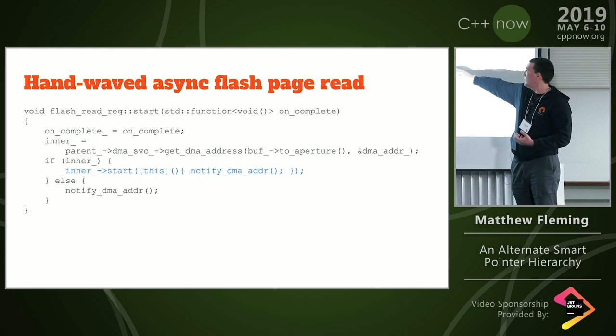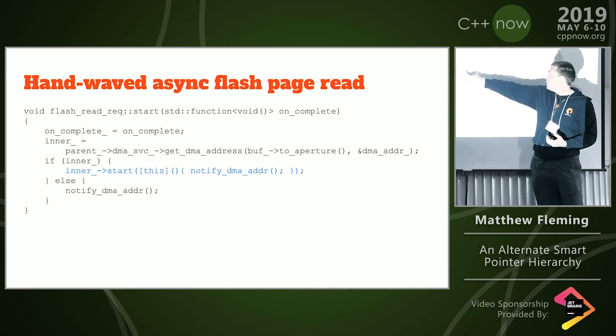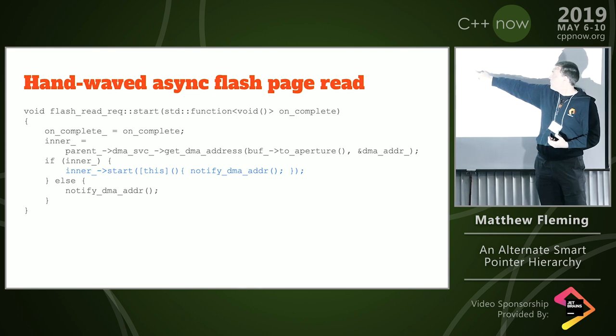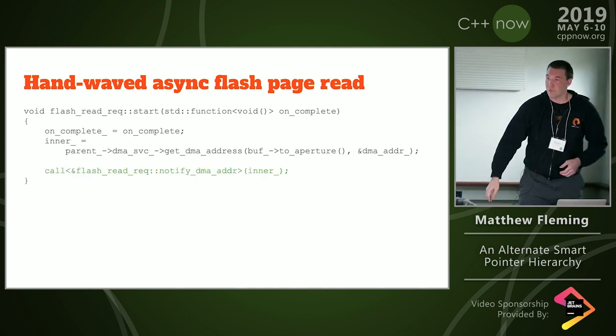So I check to see if I have anything there, and if it is, I say, great, run the request, enter a start, and call notify DMA adder when you're done. And if I didn't have any work to do, if I already have a DMA address, directly call the function. Well, this is boilerplate that comes up a lot, so let's just make a helper for that.